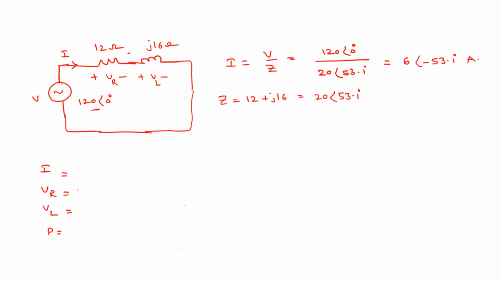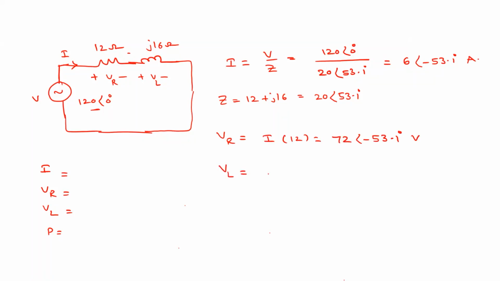What is the next one? We need to calculate VR, the voltage across the resistance. If you know the current, what is the voltage across the resistance? It is the current I into its value 12. So it is 72 at an angle minus 53.1 degrees. Agree? Yes, sir.